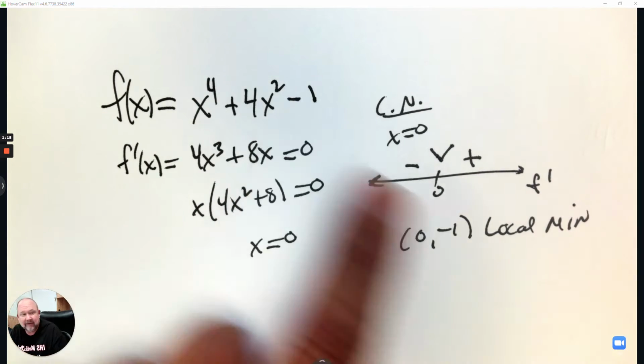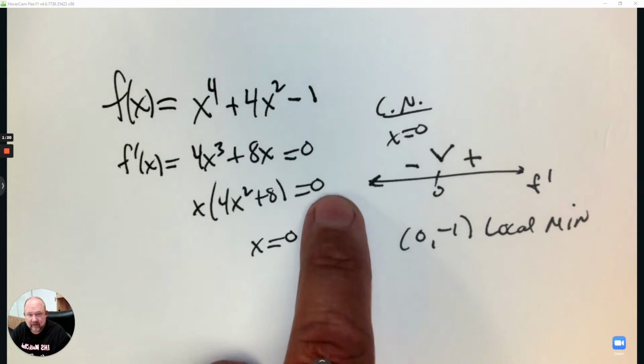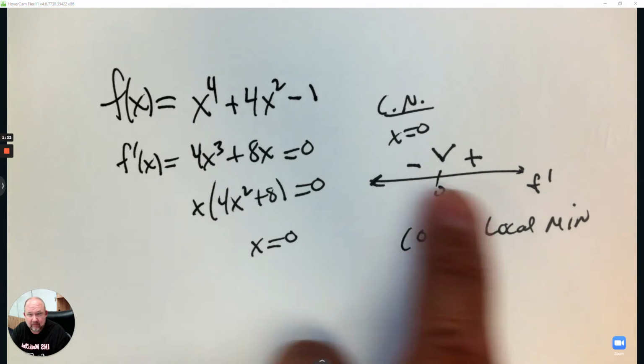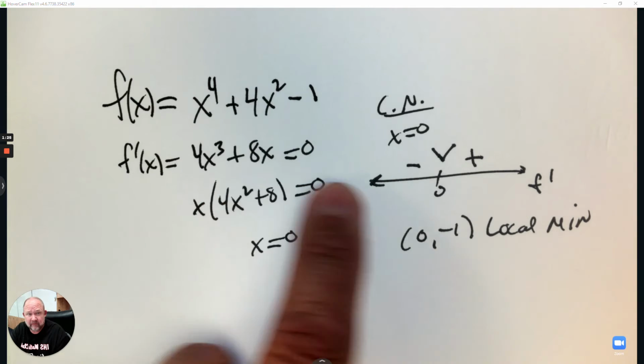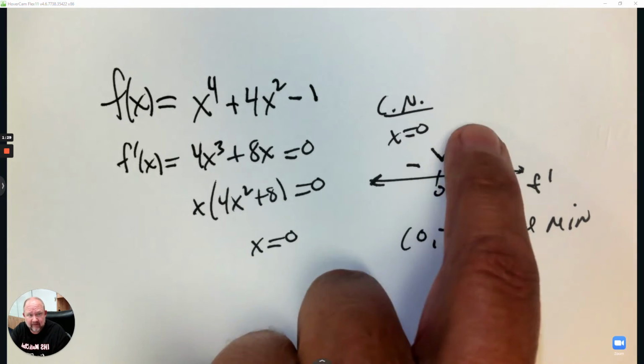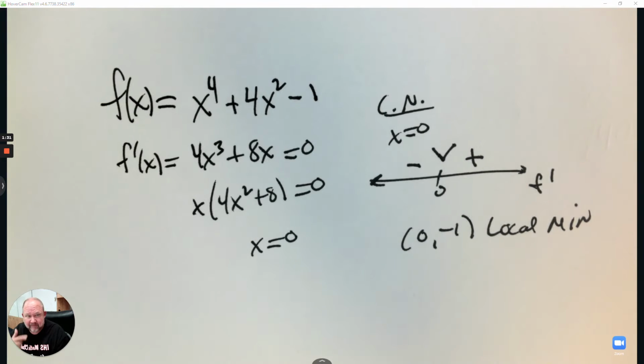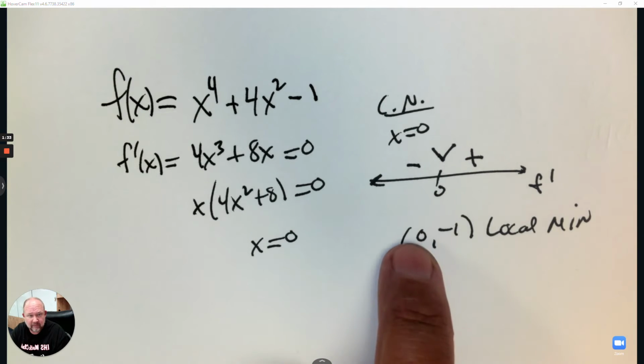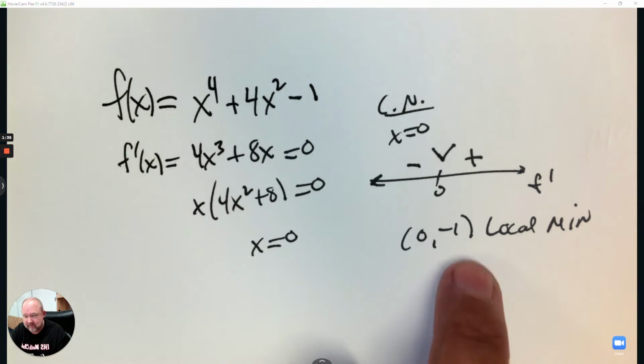So that's the big idea here: you take the derivative equal to 0, draw a number line, plug it back into the derivative, see if it's positive or negative, and then understand. So decreasing and then increasing, that's a minimum. And then once you know it is, plug that into the top and you get your point.